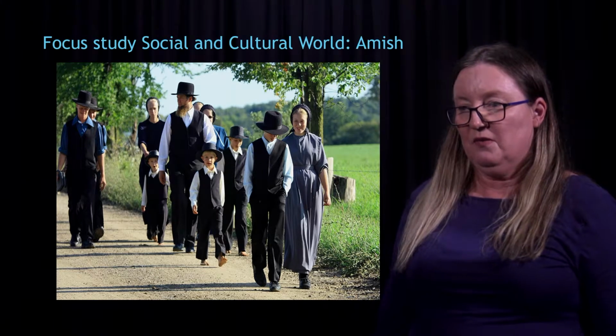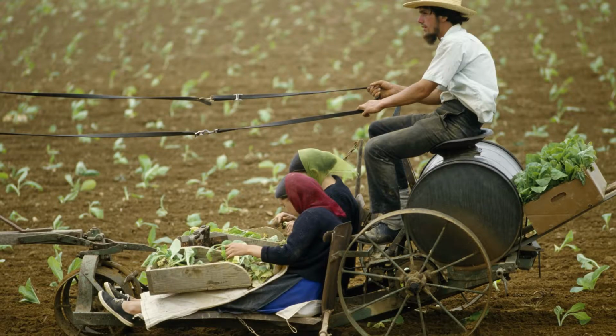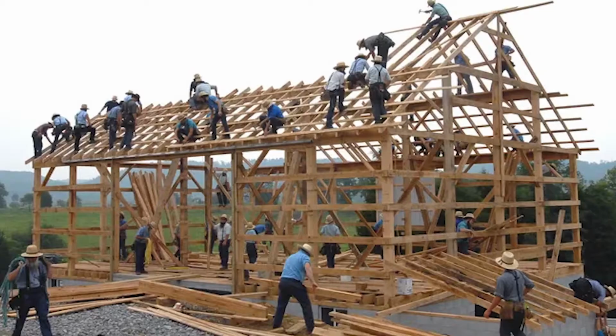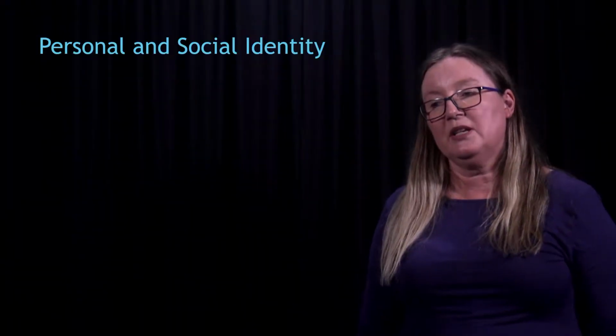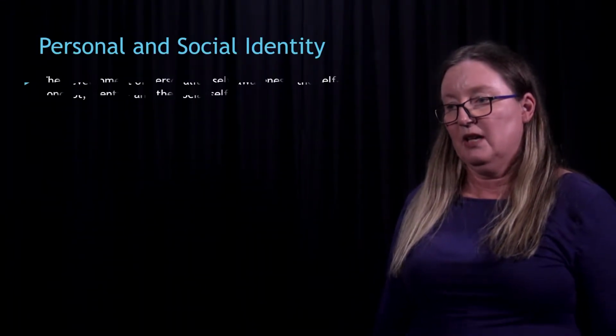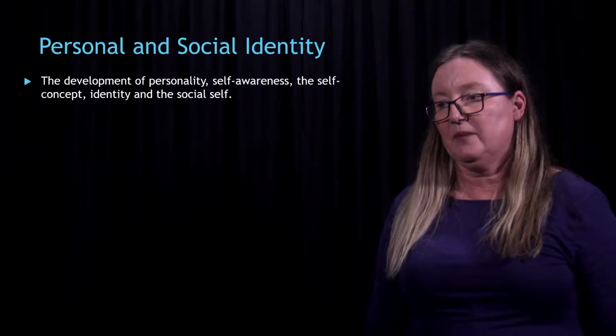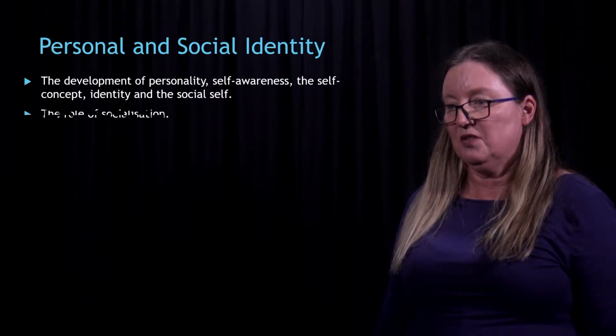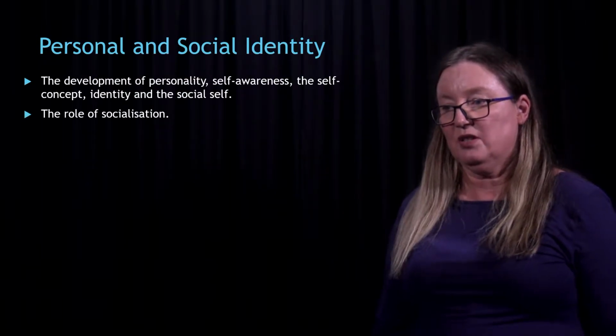And there is a picture of the Amish. We look at roles and other aspects of their culture. The second topic is personal and social identity. As I said before, it's the longest topic. We look at the development of personality, self-awareness and self-concept, identity and social self.